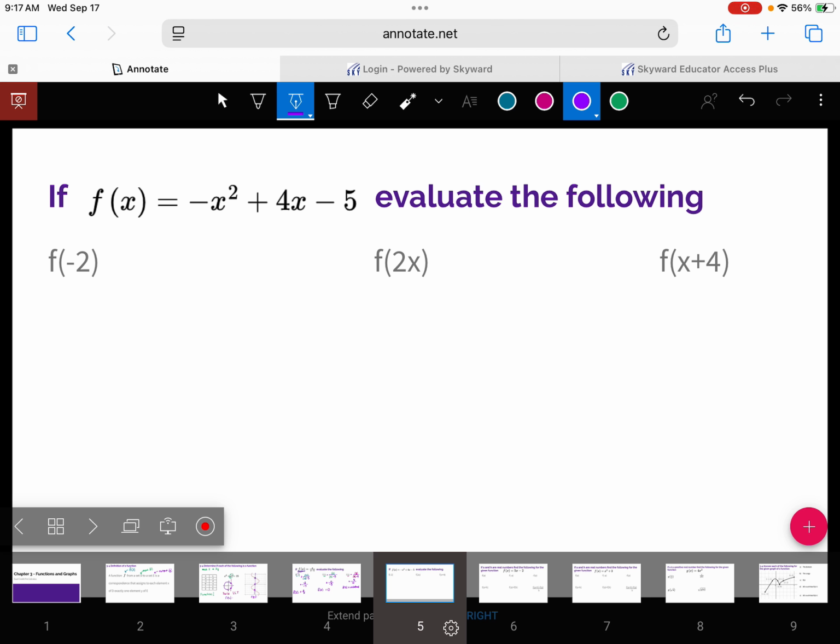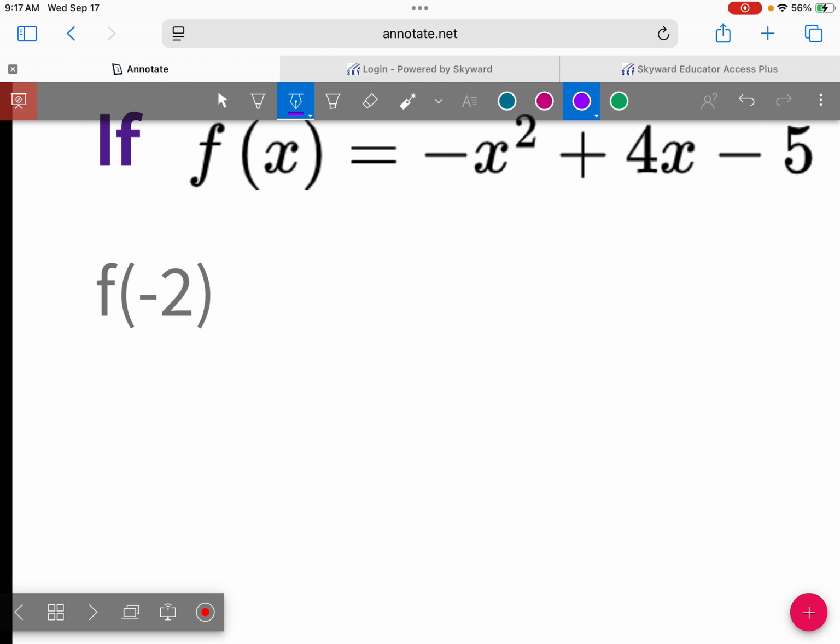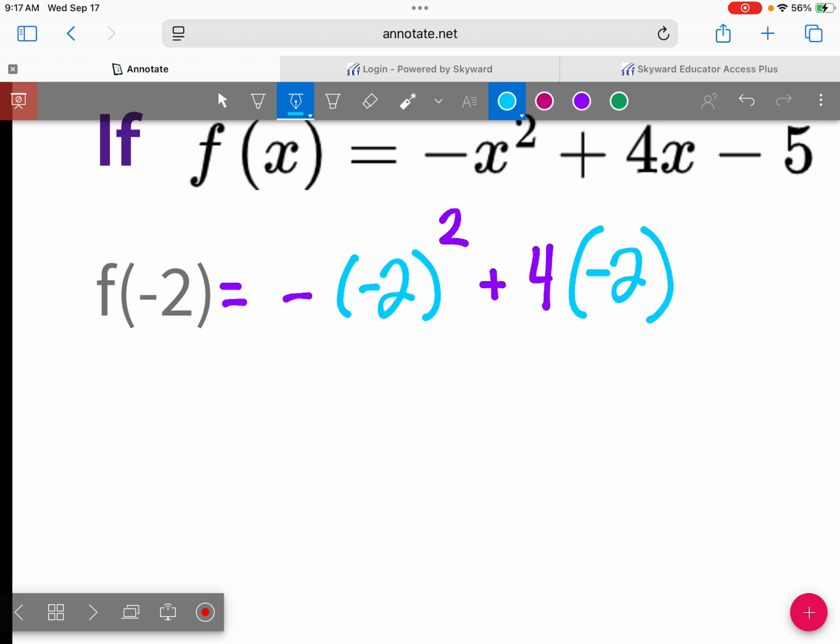So the first one is 100% the exact same like we were just doing, where I'm going to substitute in my negative 2 in place of the x. So if I substitute in that negative 2 in place of the x, we're going to have our minus negative 2 squared plus 4 times negative 2 minus 5. Substituting in that negative 2 in place of all of the x's. And we're going to simplify.